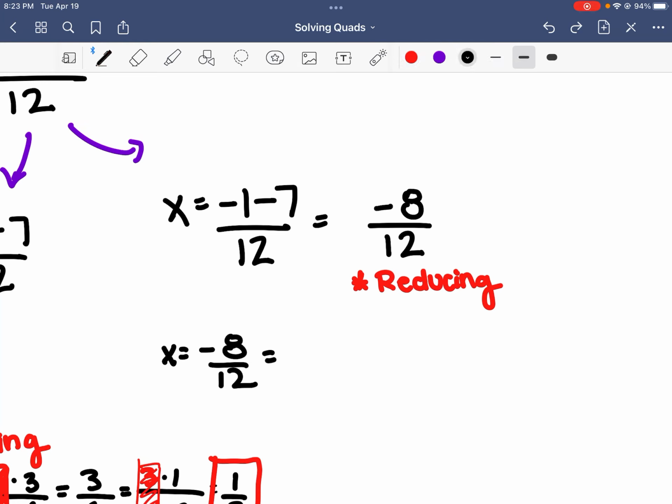So I know that 2 times -4 will give me a -8. Remember, we have to be careful with our positive, negative signs, okay? And I know that 2 times 6 will give me 12. So I just created another giant 1. So what I'm left with here is -4/6.